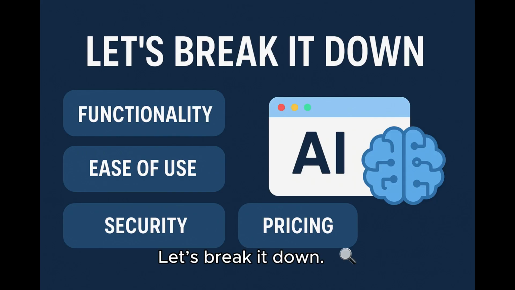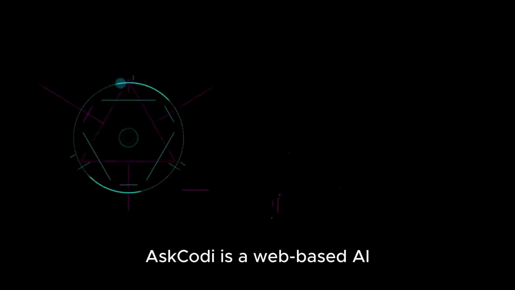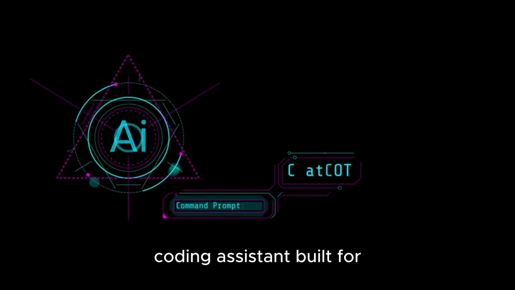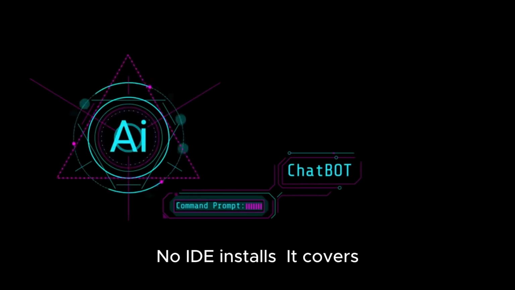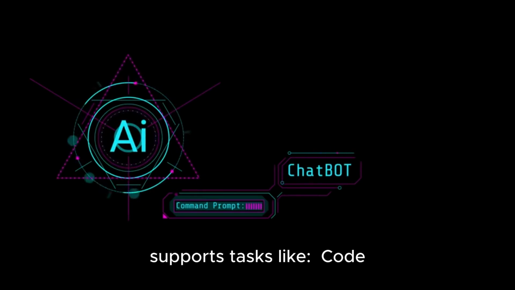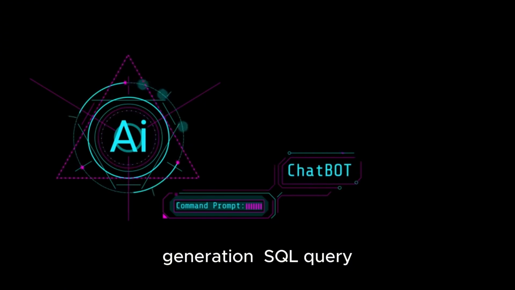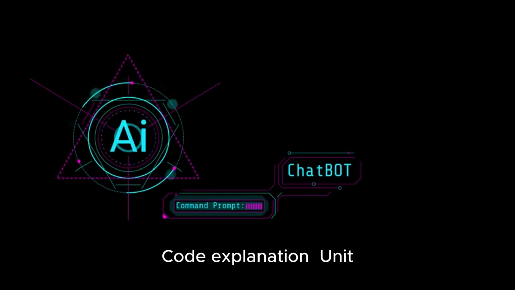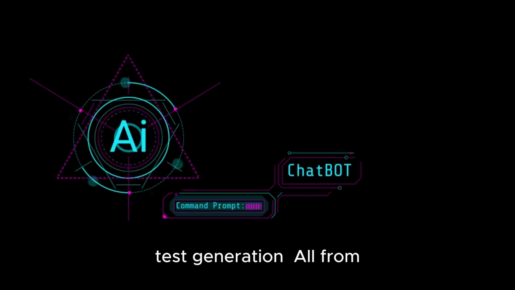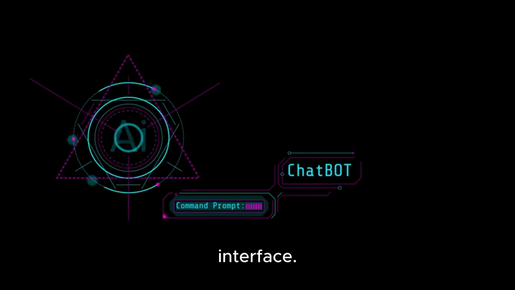Let's break it down. What is AskCodi? AskCodi is a web-based AI coding assistant built for developers who want fast answers, clean snippets, no IDE installs. It covers over 25 languages and supports tasks like code generation, SQL query builder, API boilerplate, React plus HTML components, code explanation, and test generation, all from a simple chat-style interface.